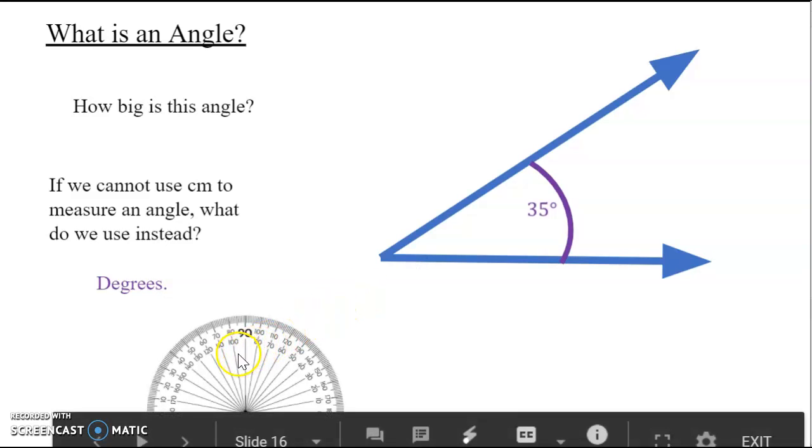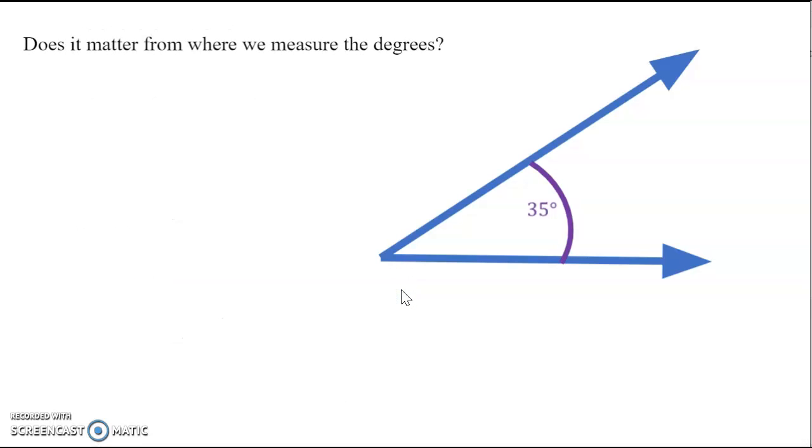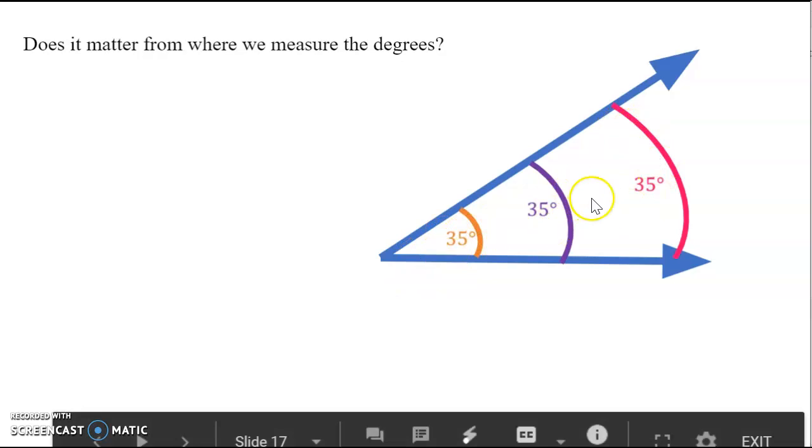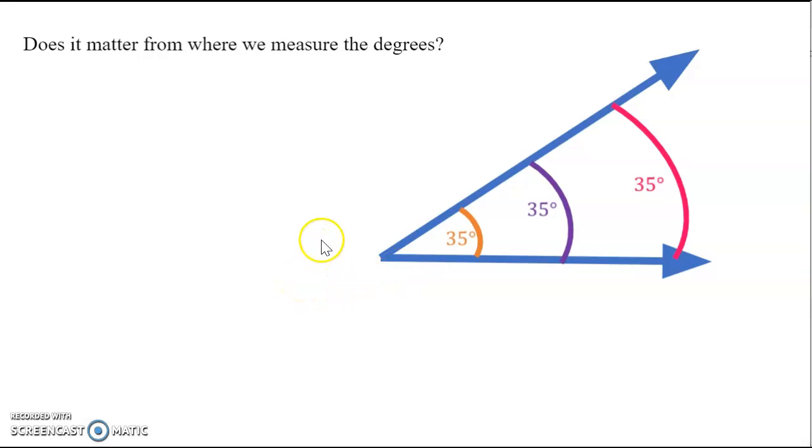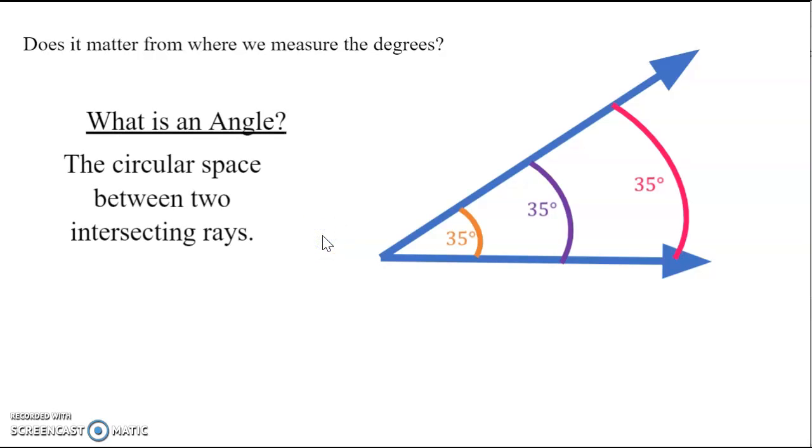So if I brought this protractor over here and measure how wide, how much of a space it is, it's going to give us the measure of how big the angle is. Okay, it doesn't matter from where we measure the degrees. No, it does not matter, because it's going to be the same, unlike using the ruler. So using the protractor will give us the same angle regardless of where you measure it from. So what's an angle? It's a circular space between two intersecting rays.